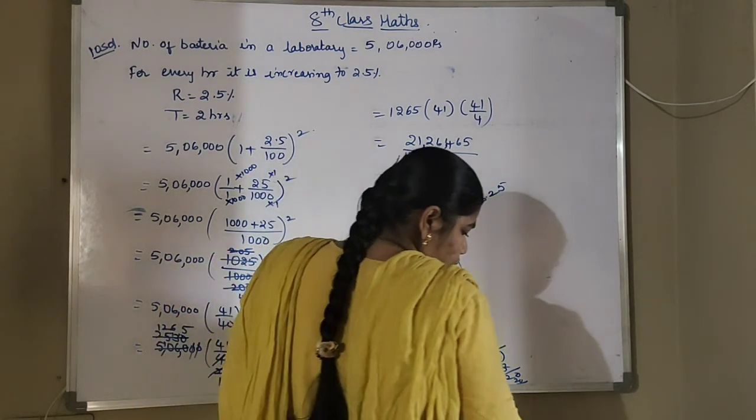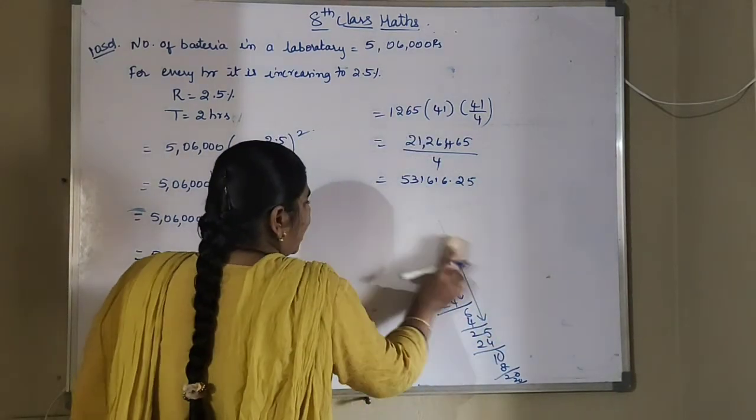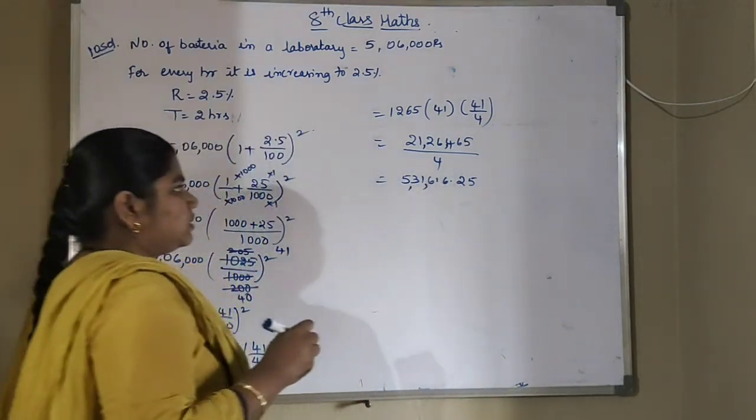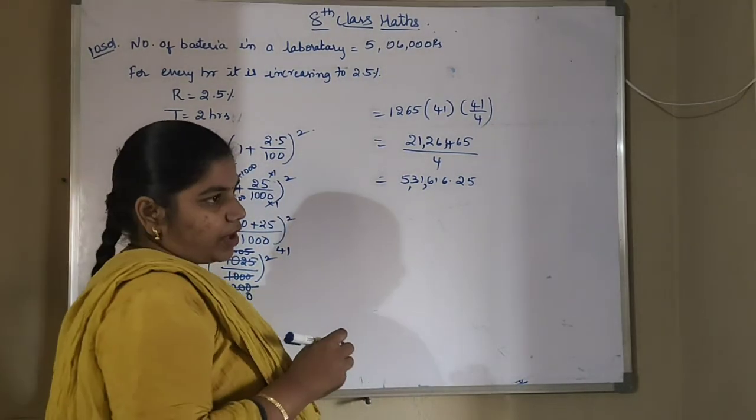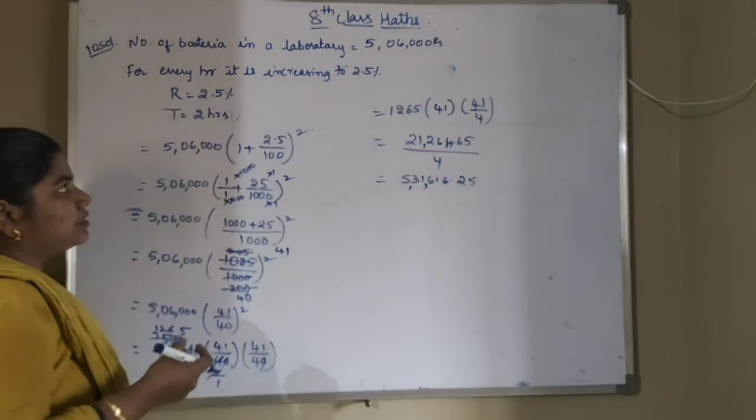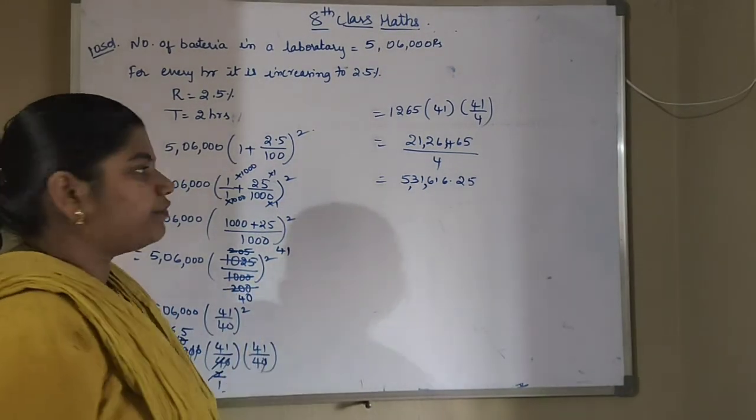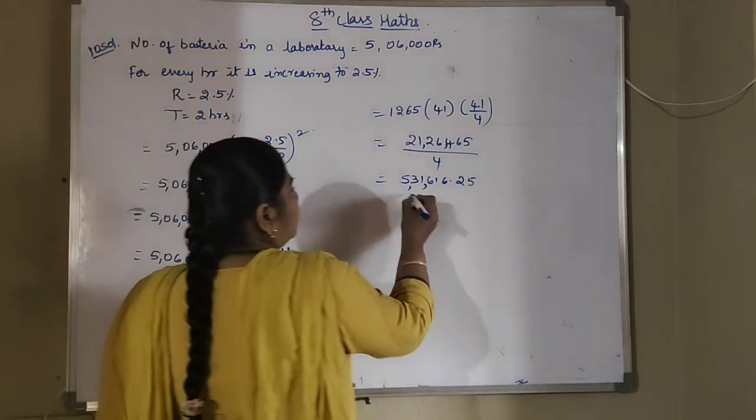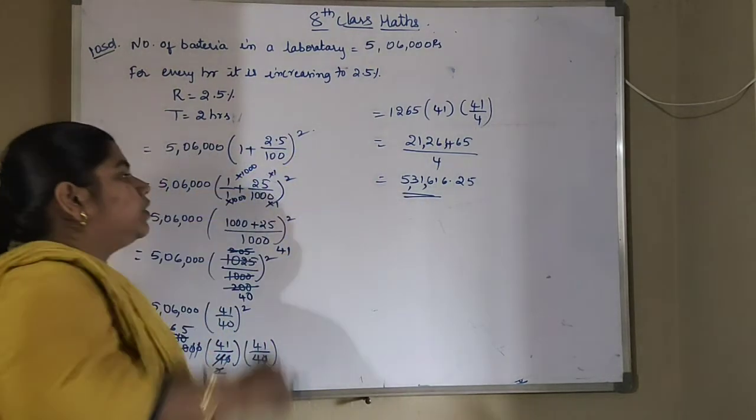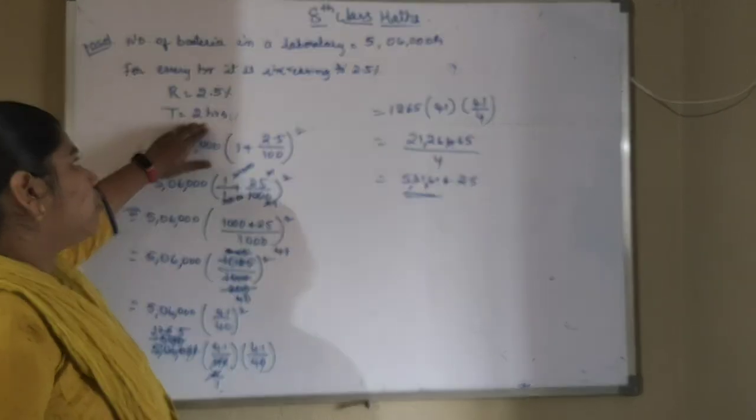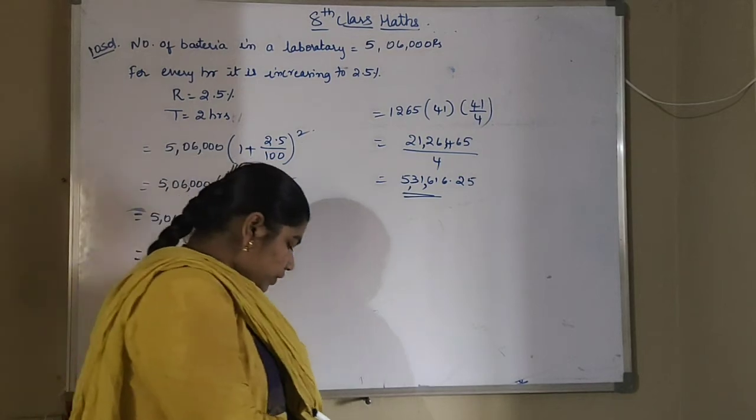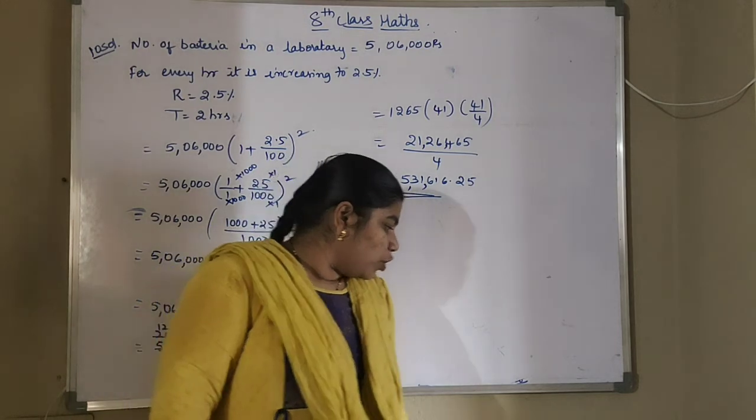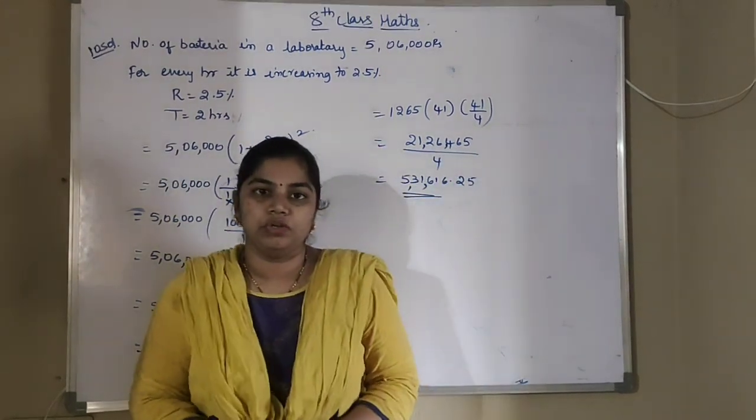That is 5,31,616.25. So after 2 hours, the value has increased to 5,31,616.25. So if the bacteria count is 5,06,000, it has increased to 5,31,616.25. Okay, so for how much rate? It is 2.5%, and that is after 2 hours. So with this, our 10th problem is completed. Remaining problems will continue tomorrow. Thank you.